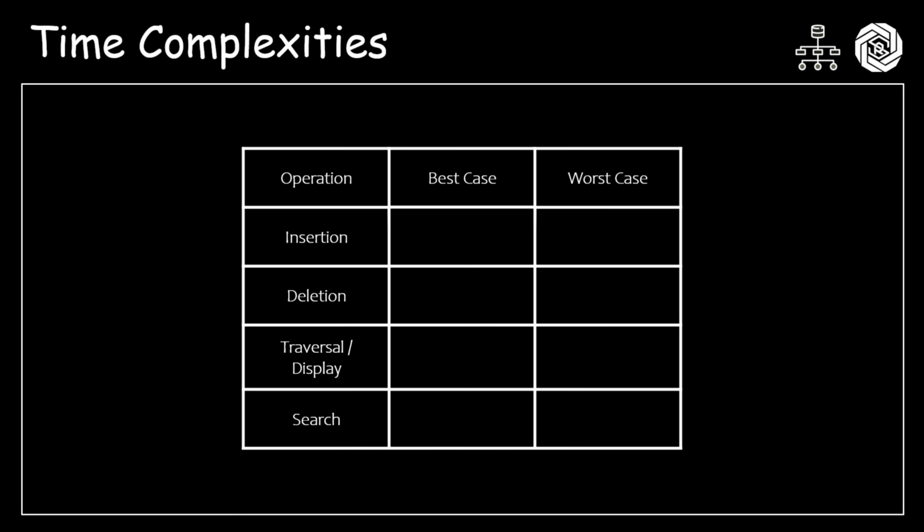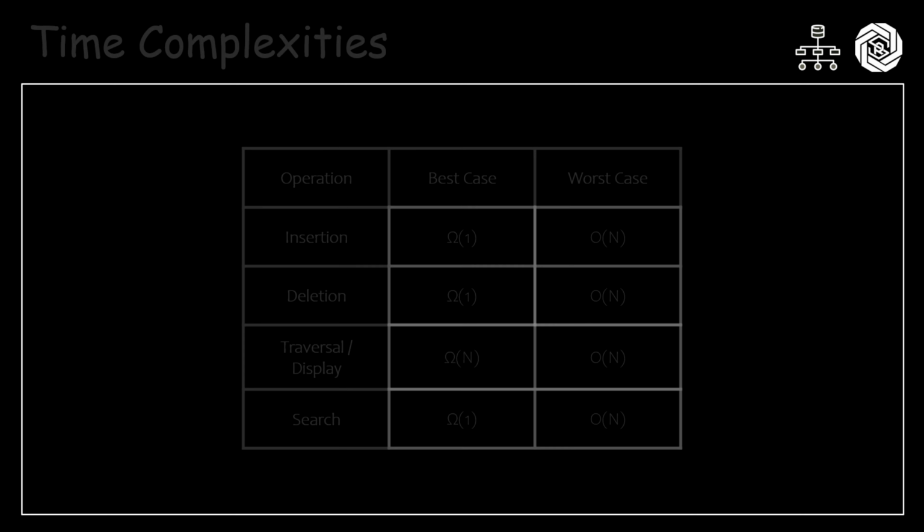Time complexities. Insertion and deletion are very fast in the best case, being order 1. This is achieved when operating at the head. In the worst case, to find the insertion or deletion point, you might have to traverse the entire list, making it order n. Traversal always requires visiting every node, so it's order n, in both best and worst cases. Search is best case order 1, if the element is the first one, but worst case order n, if the element is last or not present.